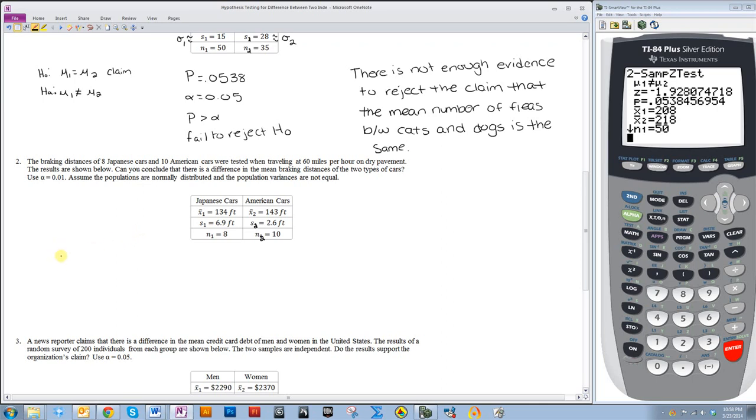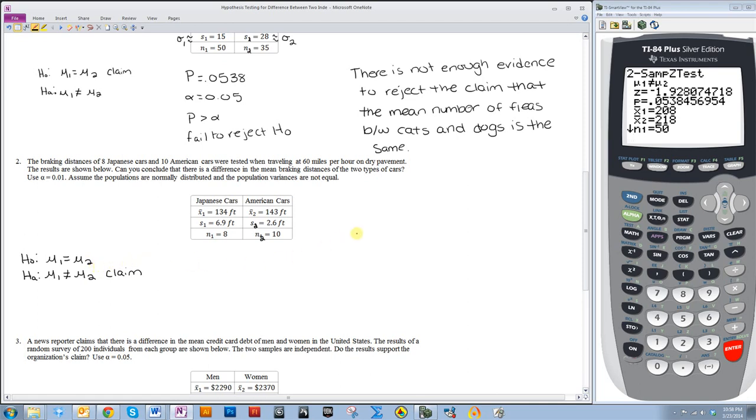So the first thing I need to do is state my null and alternative hypotheses. Can you conclude that there is a difference in the mean braking distance of the two? So can we conclude that they are not equal? The claim that we're trying to test is that the mean of the first one is not equal to the mean of the second one. This is my claim. Now because this has a not equal to symbol in it, this is HA. Now the opposite of that would be HO, which will use the equal to symbol.